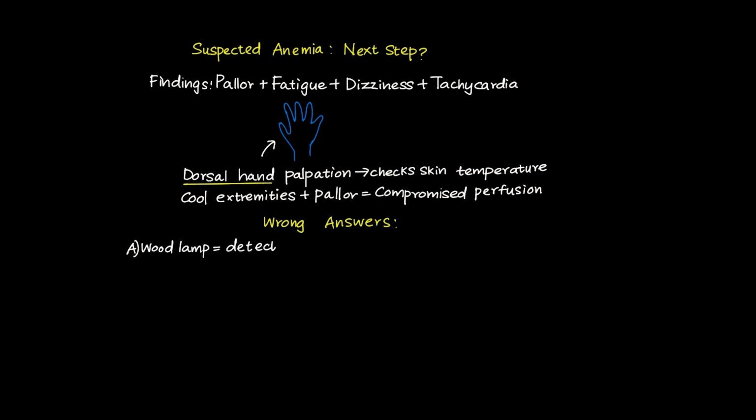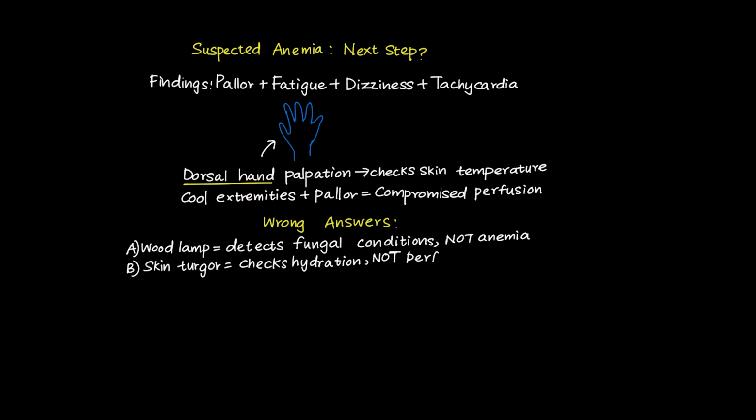A wood lamp uses ultraviolet light to detect fungal skin conditions, completely irrelevant to anemia. Skin turgor assessment checks hydration, not hemoglobin or perfusion. Inspecting nail beds for fungal infection is a dermatological concern that has nothing to do with the anemia workup.